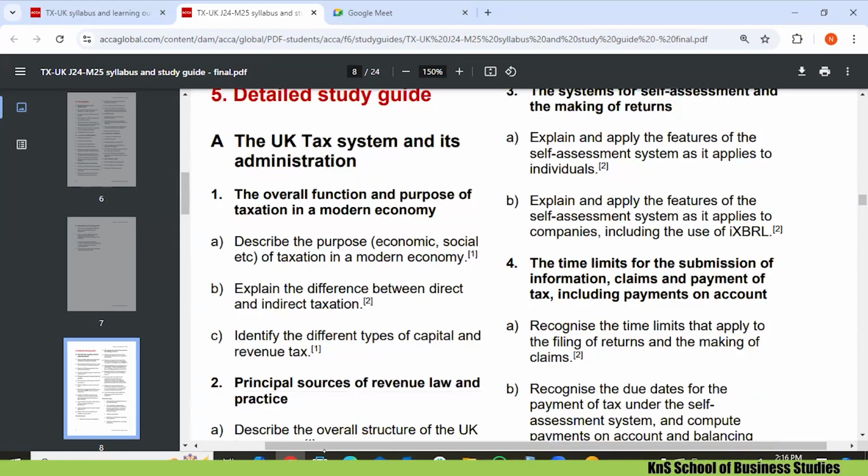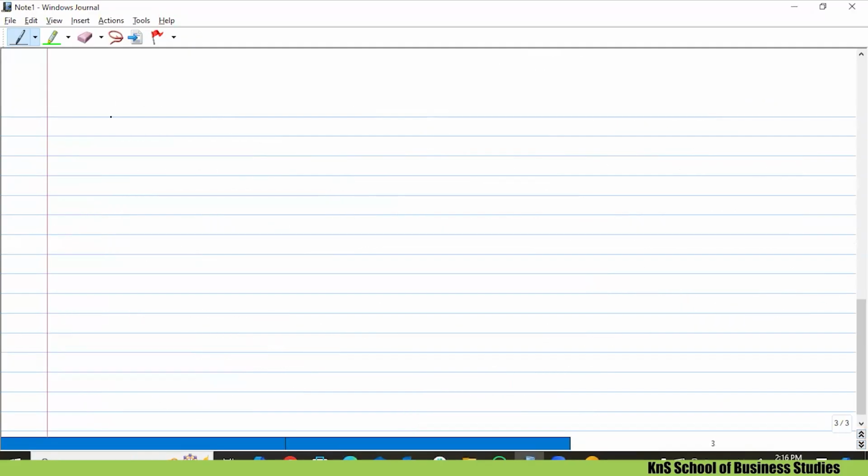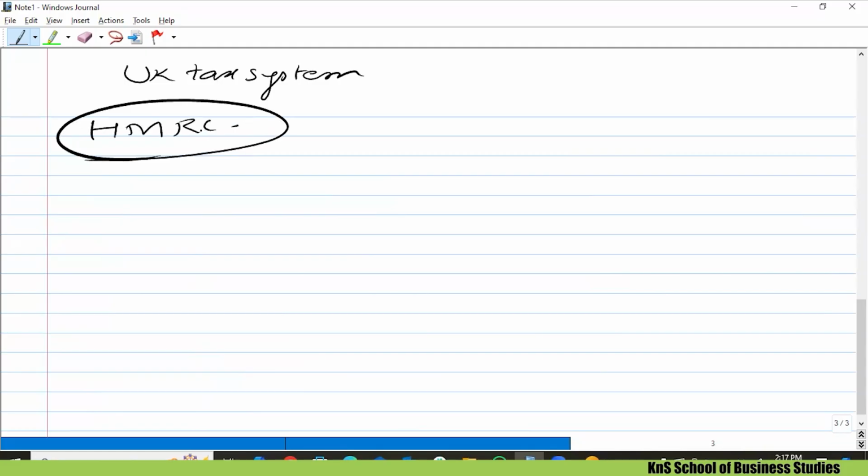Okay, introducing you towards the UK tax system. How it started and how it is administered. There is one body named HMRC. When the Queen used to be alive, it was Her Majesty's Revenue and Customs. Now Prince Charles is there, so it's His Majesty's Revenue and Customs. So over here, what is the duty of HMRC? It is to collect the tax.